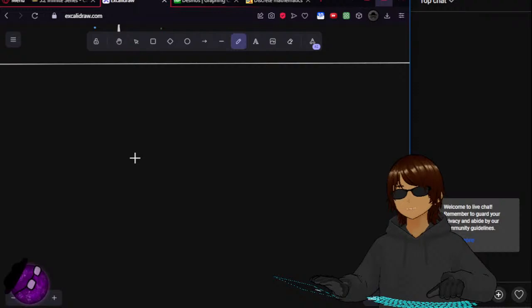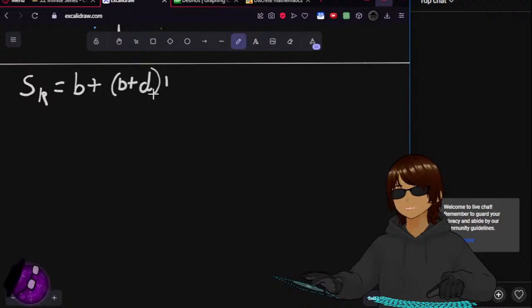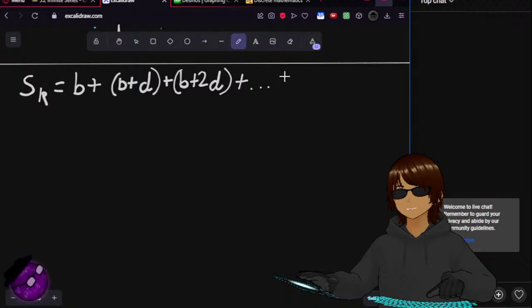So I just want to remember one thing. Let's say s_k, with first term b, is the sum of an arithmetic series. So b, and then b plus d, and then b plus 2d, and then up to b plus k minus 1 d.